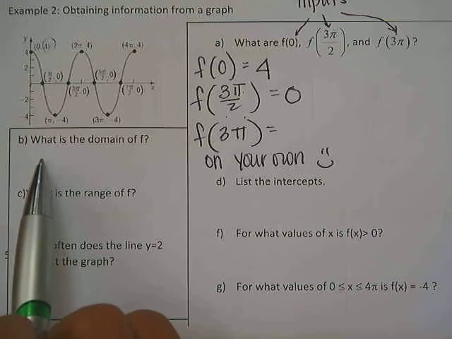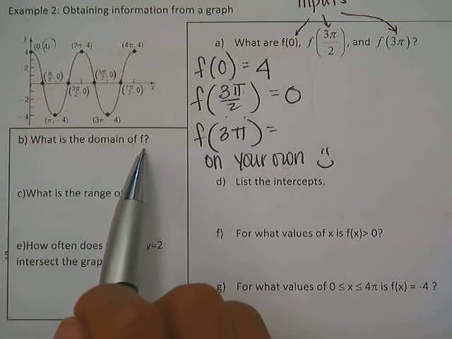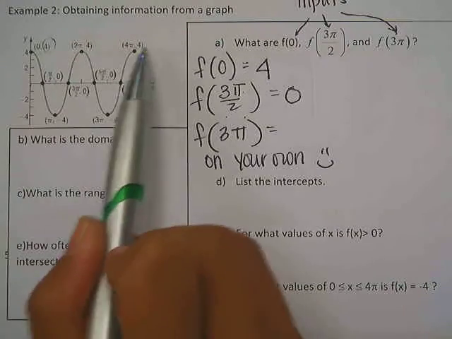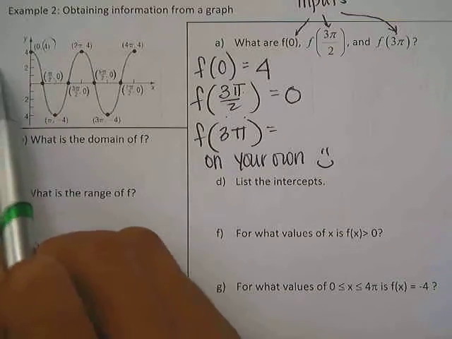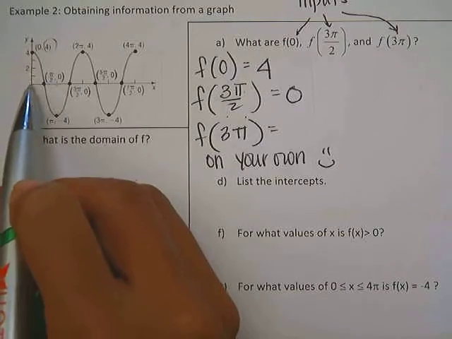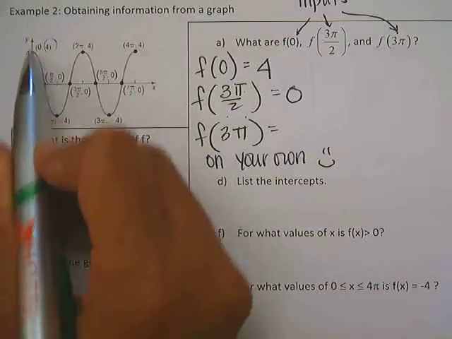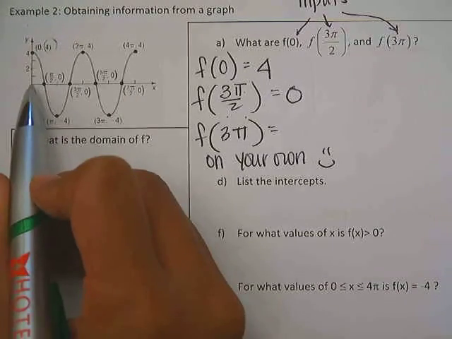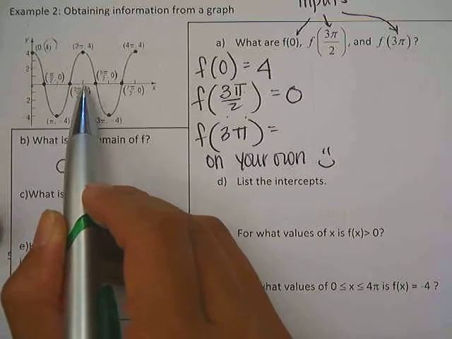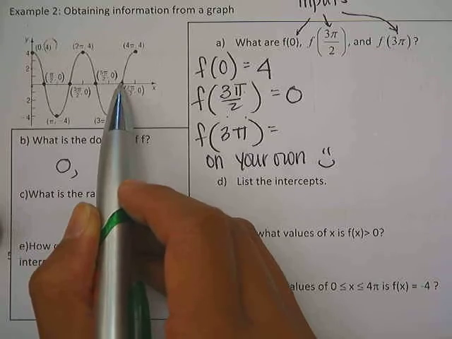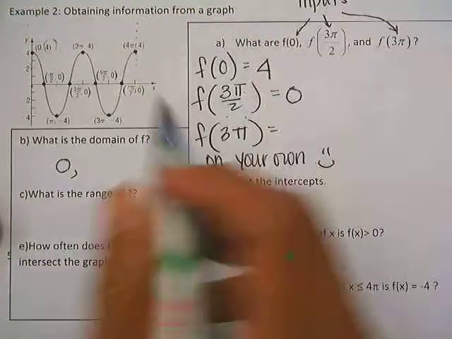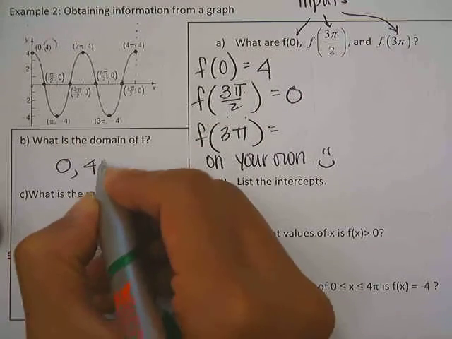B, what is the domain of f? Let's check the graph out. Notice how we have closed circles on the ends here? That means it does not go forever. The smallest x value is 0, where it ends right here. The largest x value is all the way over to here, and that is at 4 pi.